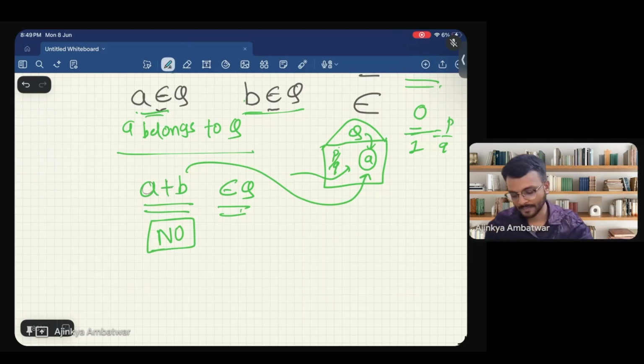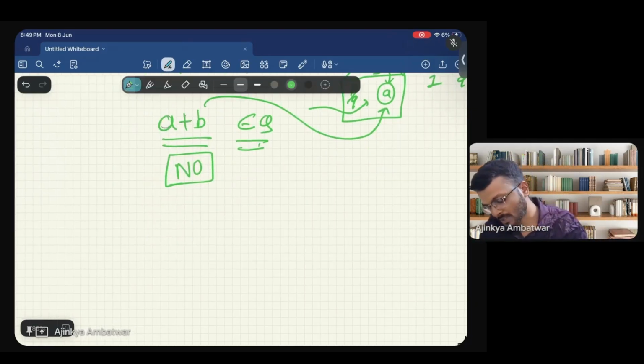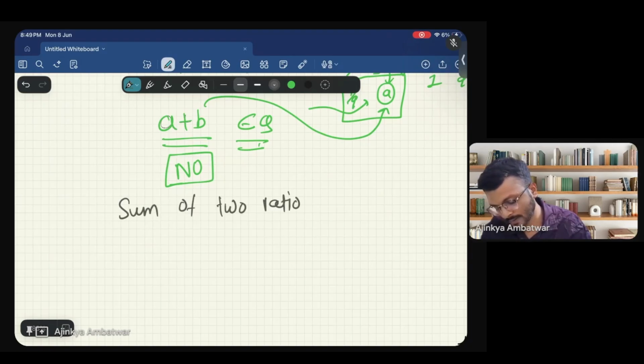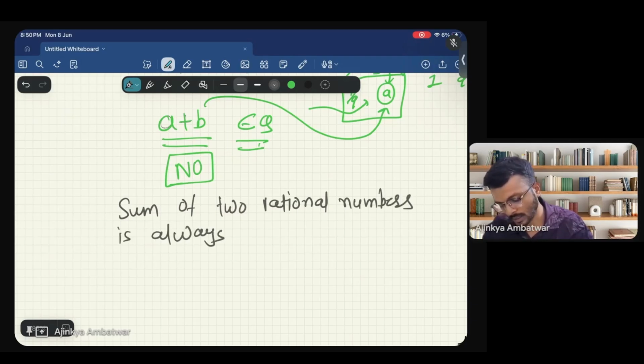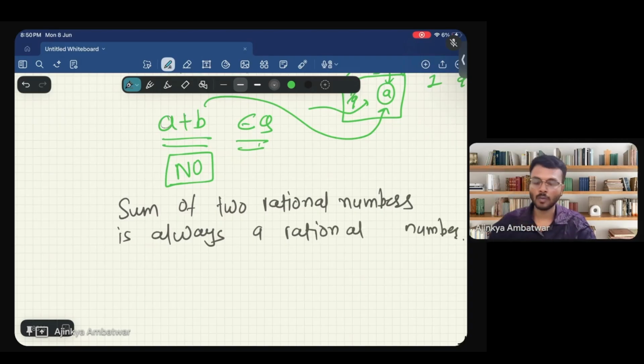Do we get that? So ये point यहाँ पे mention करो. First point I need to mention, the sum of two rational numbers is always a rational number. ये point you have to know. What does this even mean?